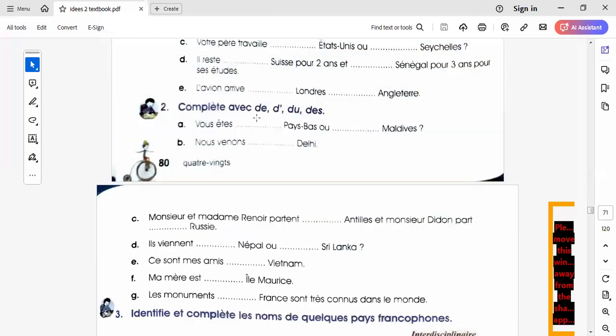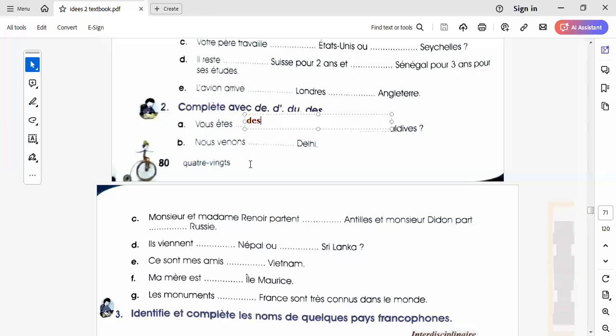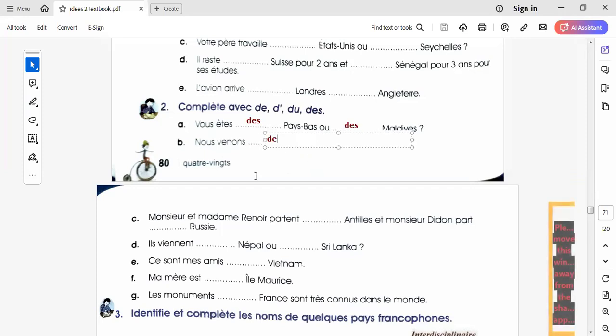Complete with de, d' apostrophe, du and des. Vous êtes dash Pays-Bas. Pays-Bas ou dash Maldives. Both are plural. So we have des and des. Nous venons dash Delhi. Delhi is a city and with cities we write de. Monsieur et Madame Renoir partent dash Antilles. Now this is plural. So the answer is des.